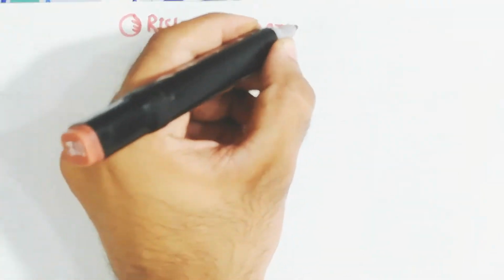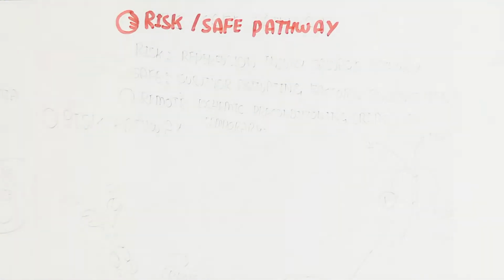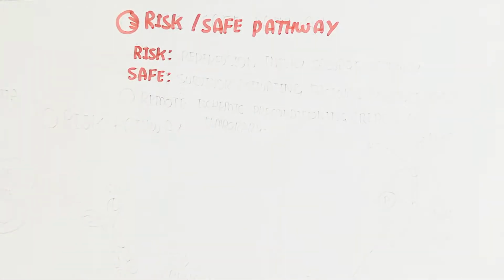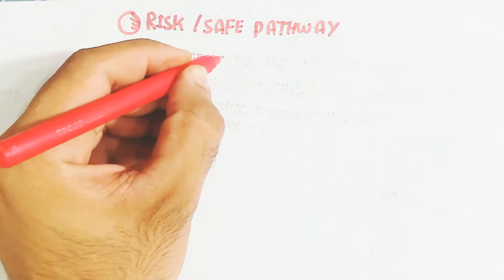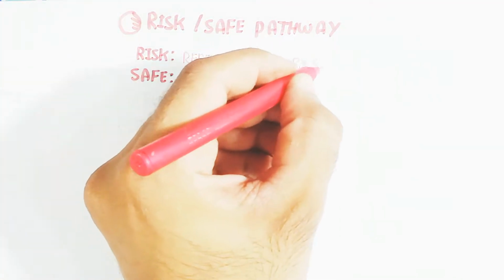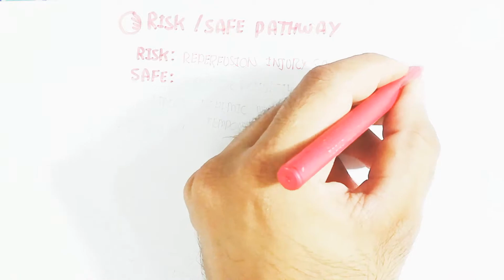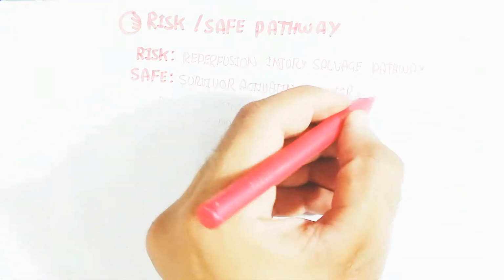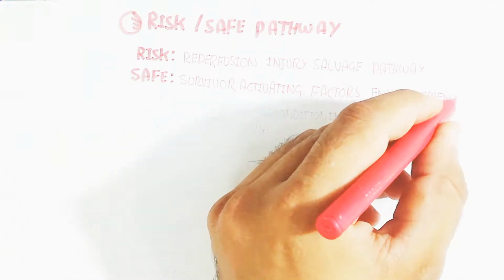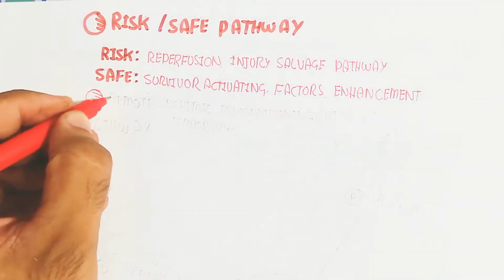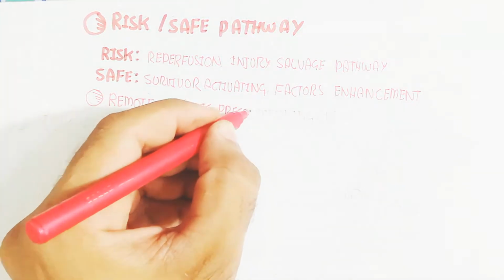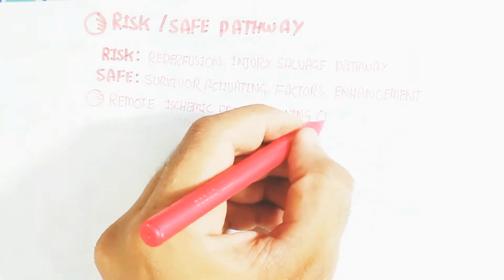Hello, in this video we will discuss the RISK and SAFE pathways. What is the RISK and what is the SAFE? Basically, RISK is the reperfusion injury salvage kinase pathway. It is stimulated by a drug or other factors, while the SAFE pathway is the survivor activating factor enhancement, activated naturally through the cytokine receptor. While remote ischemic preconditioning, RIPC, is temporary.